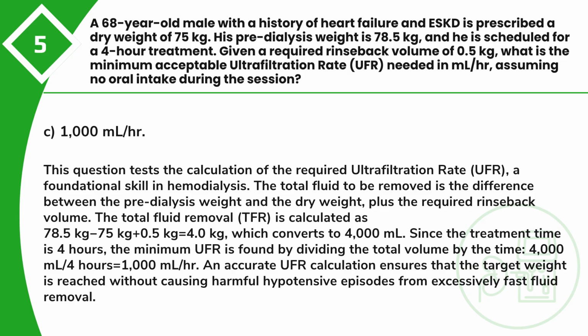78.5 minus 75 plus 0.5 equals 4.0. 78.5 kg minus 75 kg plus 0.5 kg equals 4.0 kg, which converts to 4,000 milliliters. Since the treatment time is 4 hours, the minimum UFR is found by dividing the total volume by the time. 4,000 ml / 4 hours equals 1,000 ml/hr.